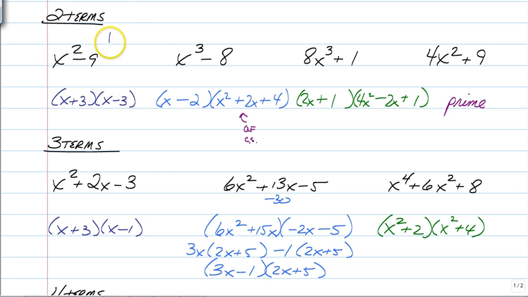Just remember that this would be a 1, 0, negative 9, because you have to have a placeholder for the x's. Okay, this would be a 1, 0, 0, negative 8. This would be an 8, 0, 0, 1. This guy right here would be a 409, but it's not factorable, so it wouldn't really matter.